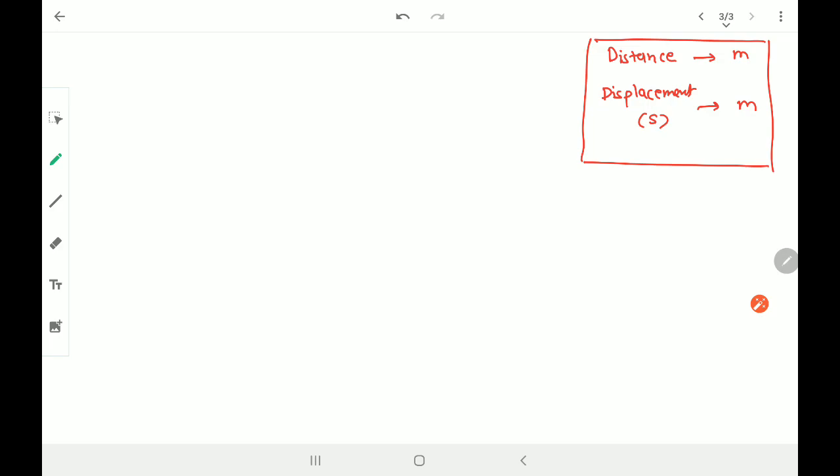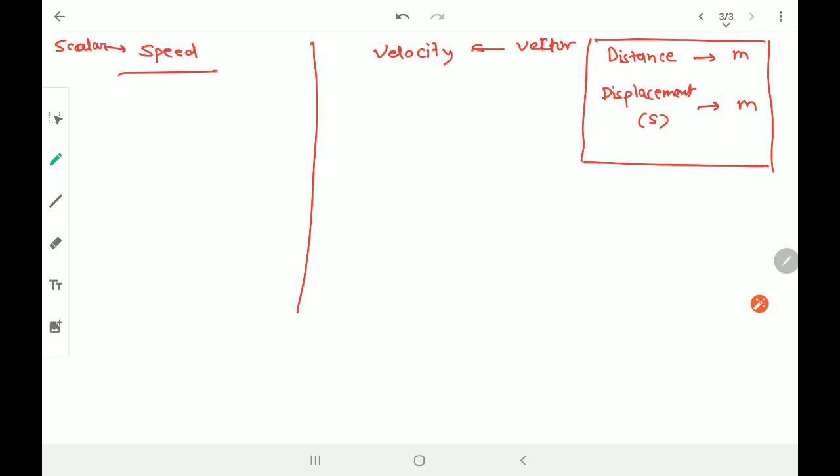Let's talk about speed and velocity. Very interesting. Again the same thing: speed is a scalar quantity and velocity is a vector quantity. Same as distance and displacement, we have speed and velocity. Even the concepts are similar. Speed, we have already heard about. Speed is equal to distance per unit time, or distance covered in a unit time is called speed.